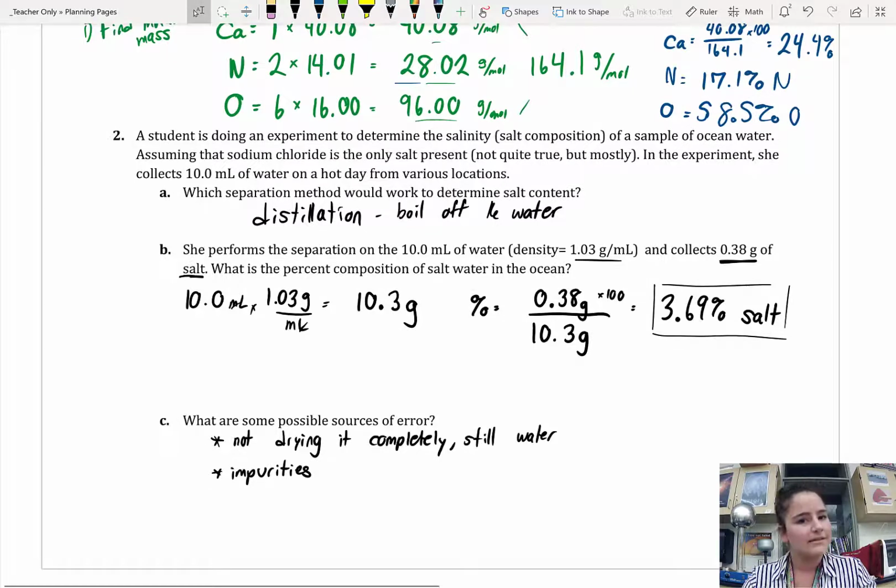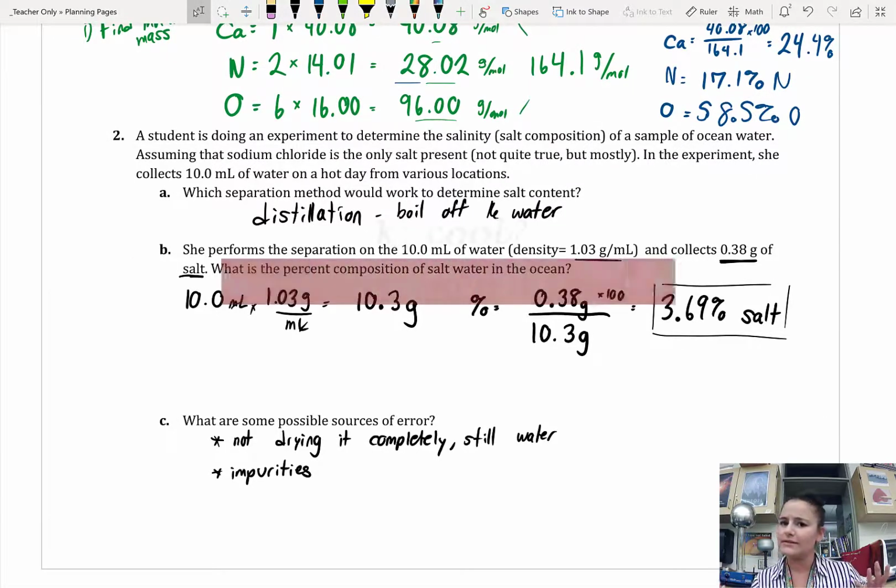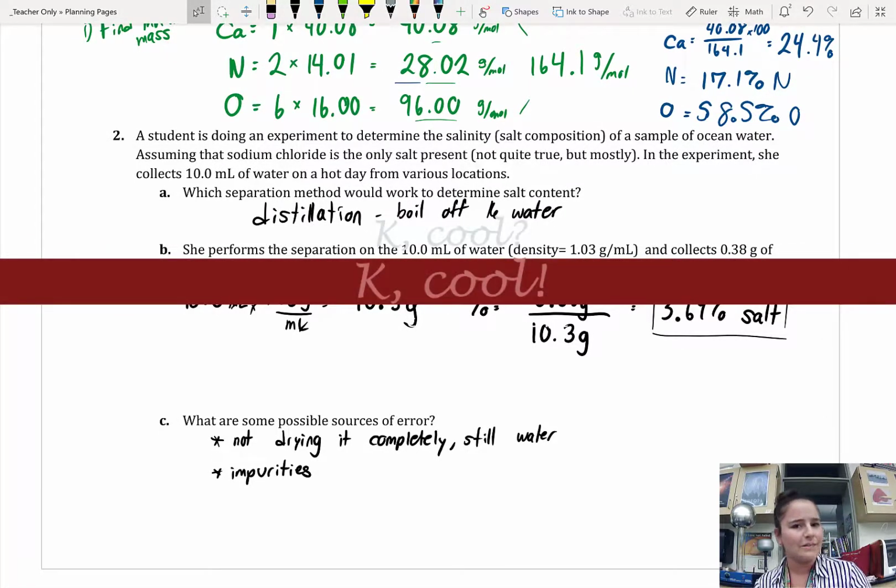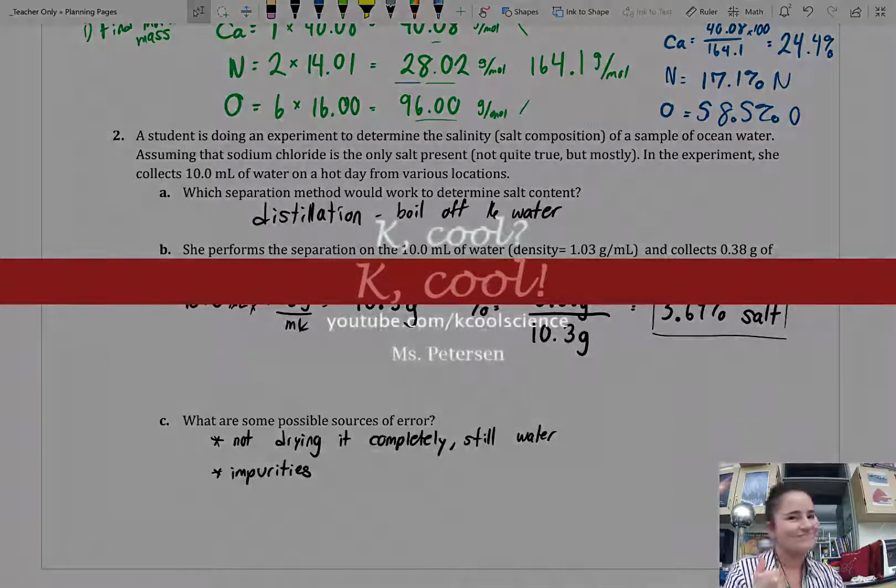And that's it for today. Do you understand matter better? Kind of understand percent composition? Okay, cool.